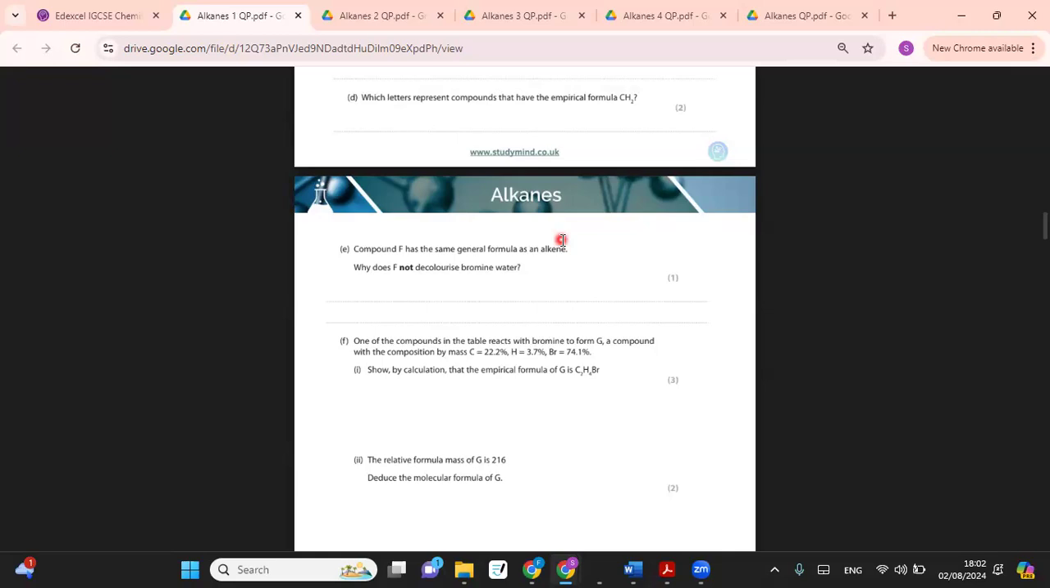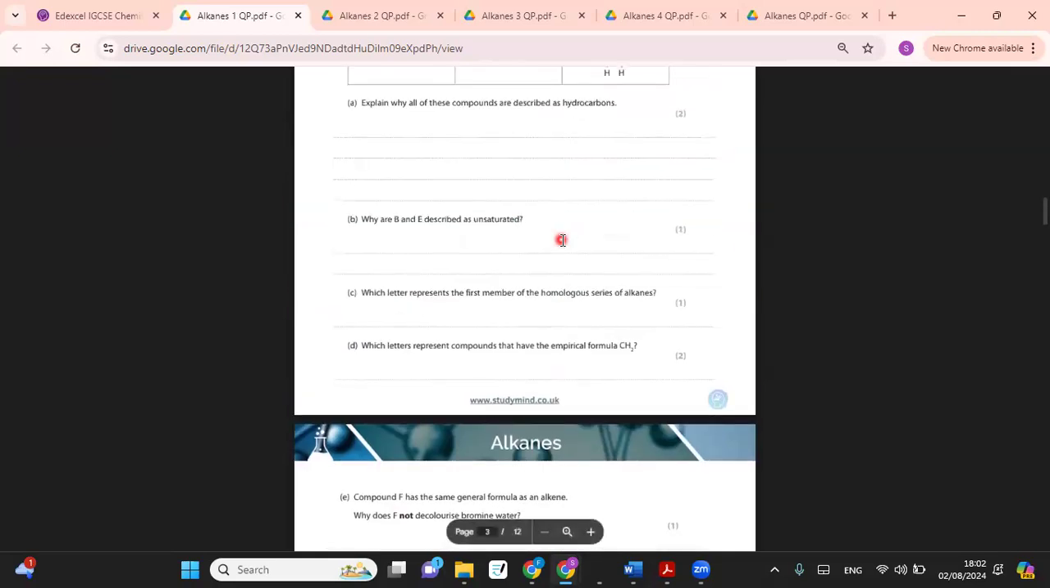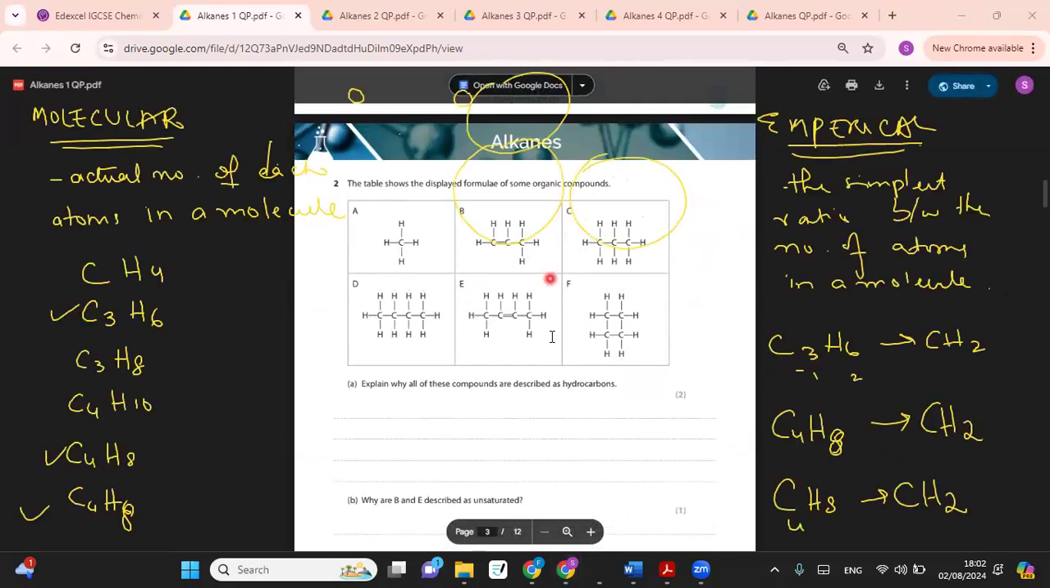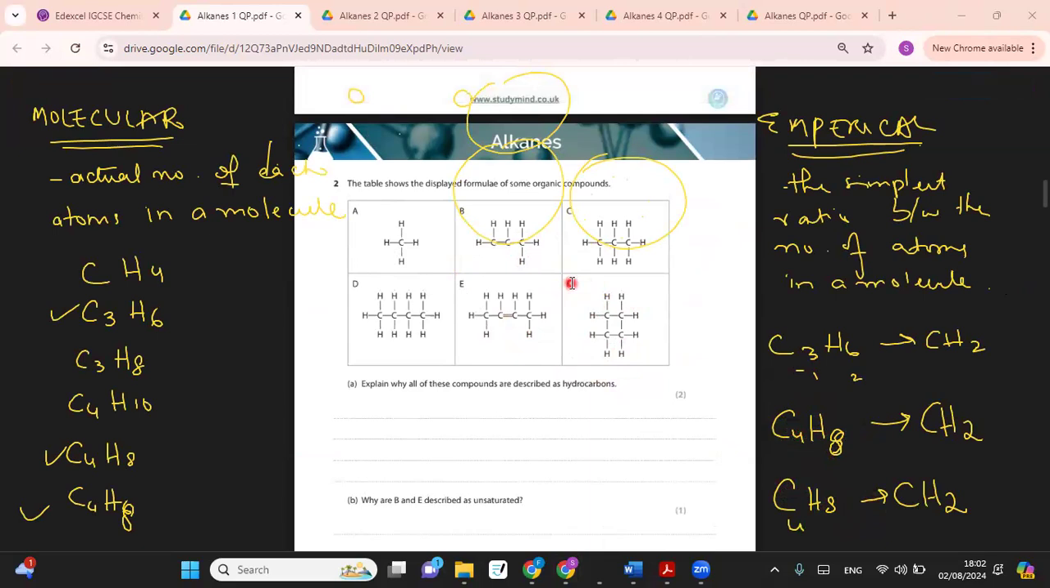Now, our next question says, compound F has the same general formula as the alkene. Why does F not decolorize bromine water? If you go back to what I had just written, compound E was also C4H8. Compound F was also C4H8. Both of them have the same formula, right? Oh, F has the same formula but different bonds. Yes, go on. You're on the right track.